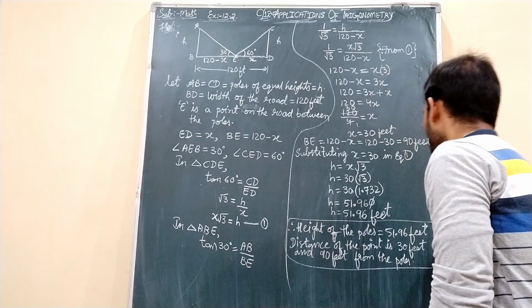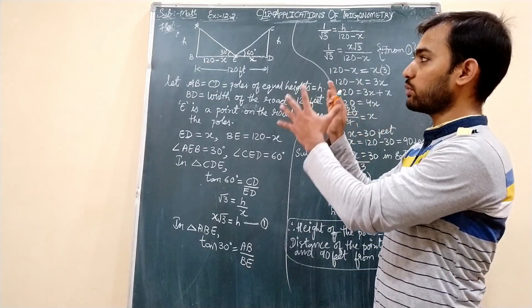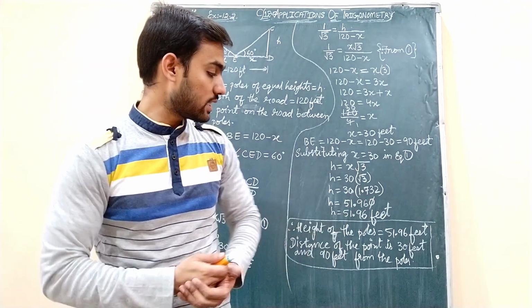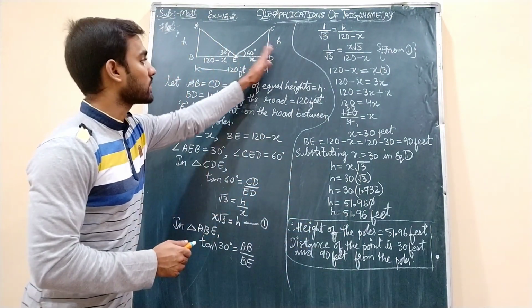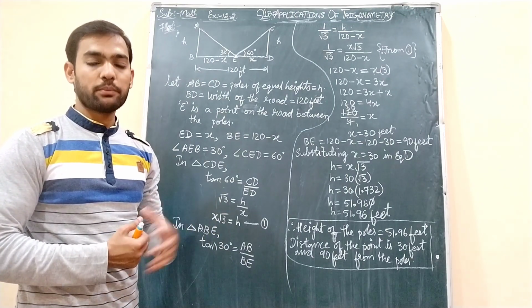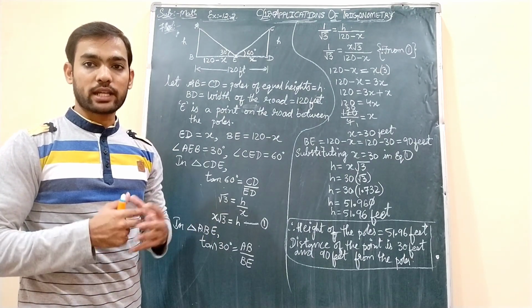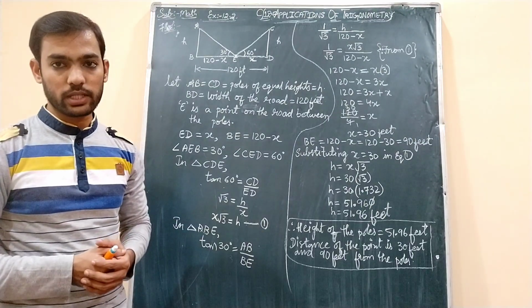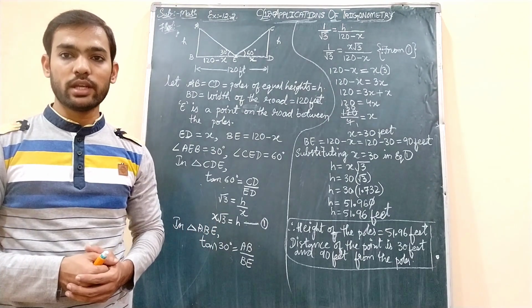Right, students? Both the poles have the same height, right? The height of the poles is 51.96 feet, and the point is at a distance of 30 feet and 90 feet from the two different poles. Very important as per the examination point of view. Practice it very carefully so that you become perfect in this question. So note down this one, then we will proceed to another question.